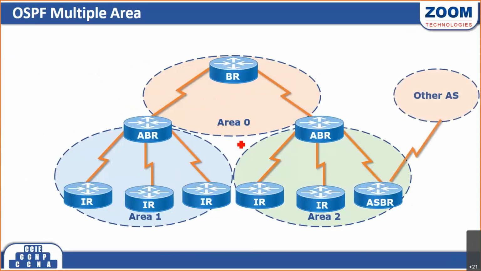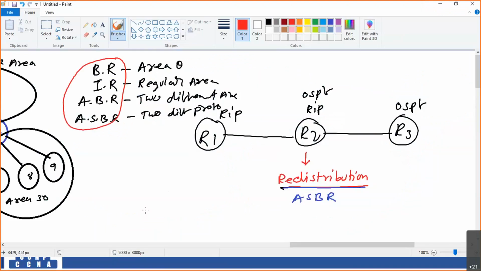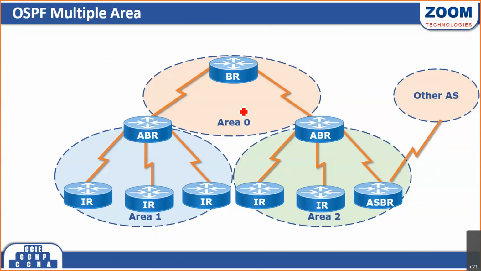You can see this diagram. Area 0 routers are BR. Can we use any router for redistribution? Yes, you can use any router, but that router should be configured with both protocols, OSPF and RIP. Both have to be running. If we are using two protocols, then we can use redistribution. Exactly.